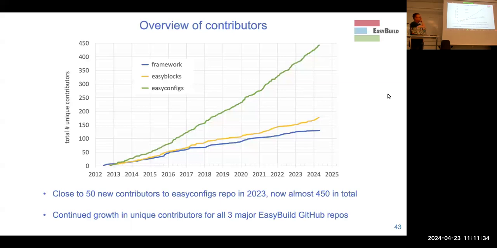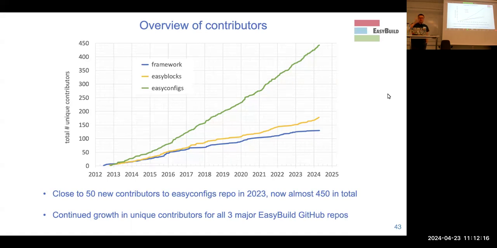Then another traditional graph, this is looking at the number of unique contributors over time. So we got about 50 new contributors in 2023. So 50 people who never opened a pull request to the Easy Configs repository before. We now have almost 450 in total. So that's 450 unique people that have at least contributed one Easy Config file. That's quite good. That's again something we definitely didn't expect in 2012 when we open sourced EasyBuild. We were not expecting to get that much help, so that's very good. We keep getting new people that are opening pull requests every now and then.